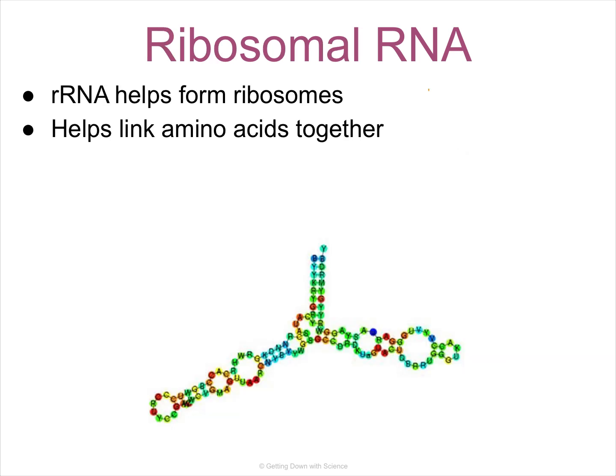And then we have rRNA. This one is very brief. It essentially helps make ribosomes, and it helps link amino acids together. You're not going to see this one quite as much as the other two.